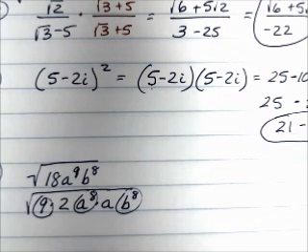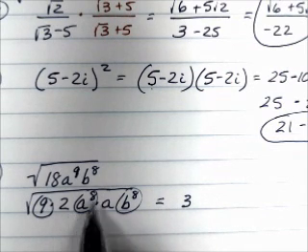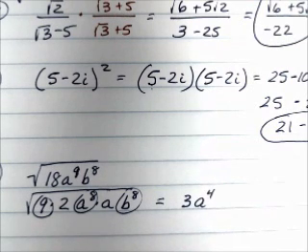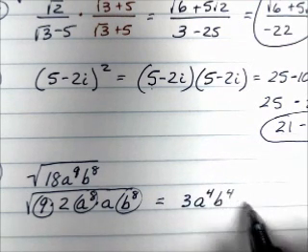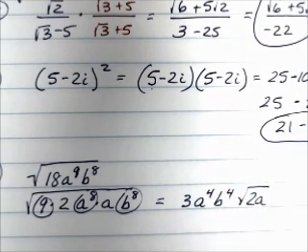Out comes the square root of 9, which is 3. The square root of a to the 8th, you take the 8, divide it by 2, that's a to the 4th. b to the 4th, the square root of 2a remains.